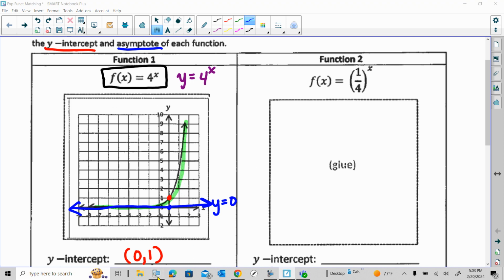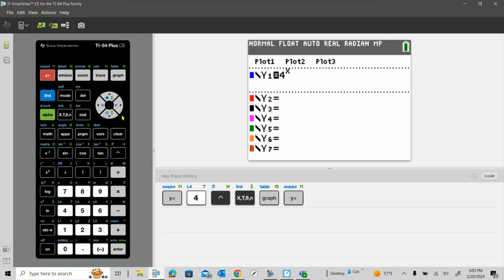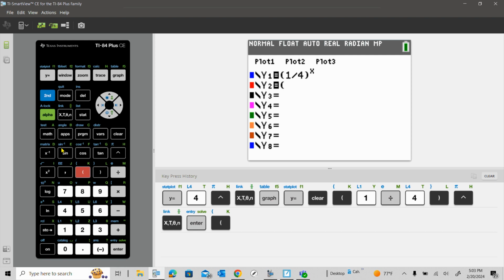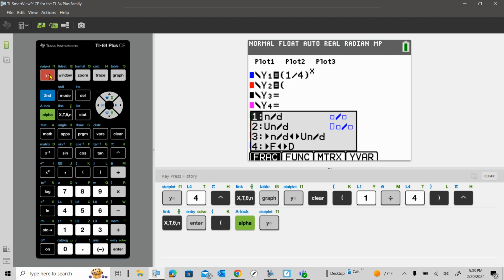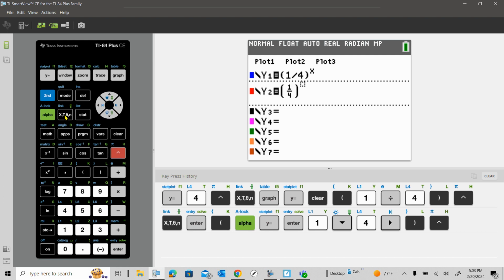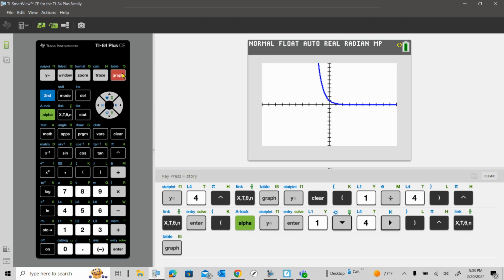So put your equation in the calculator. For function 2, I'm going to clear this out. We put parentheses, 1/4, or you can do 1 divided by 4, close the parentheses, to the x power. Or if you want to use the fraction, do alpha y equals to get the fraction box, 1 on the top, 4 on the bottom, arrow to the right, close the parentheses, and raise it to the x power. It's going to give me the same answer. When I graph, there they are.